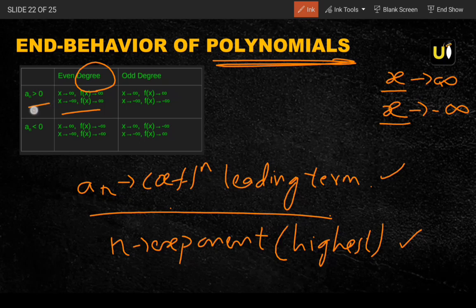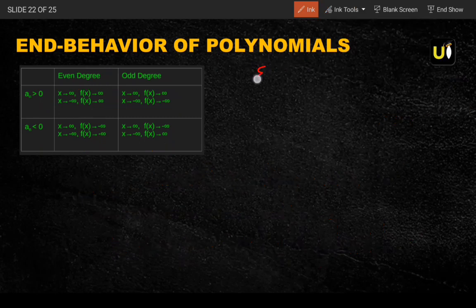a_n x^n + a_(n-1) x^(n-1) and so on plus a_0. Now here, this is the leading term. See, a_n is the coefficient of the leading term, whereas the degree is n here. This is n minus 1. Here, for example, a_n is greater than 0. In that case, we have two situations: n is even, n is odd.